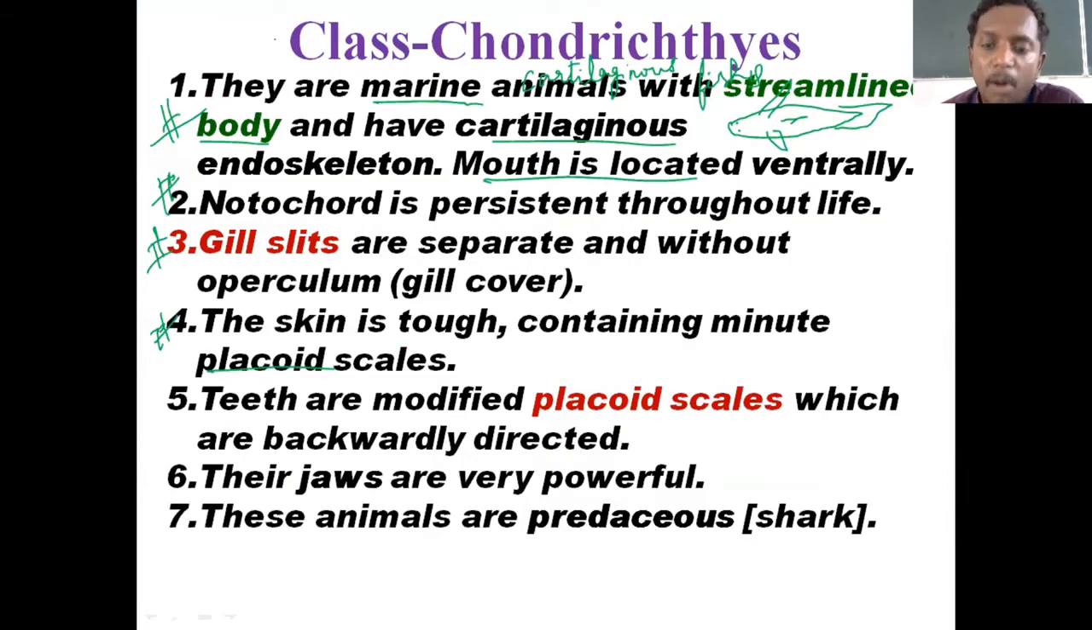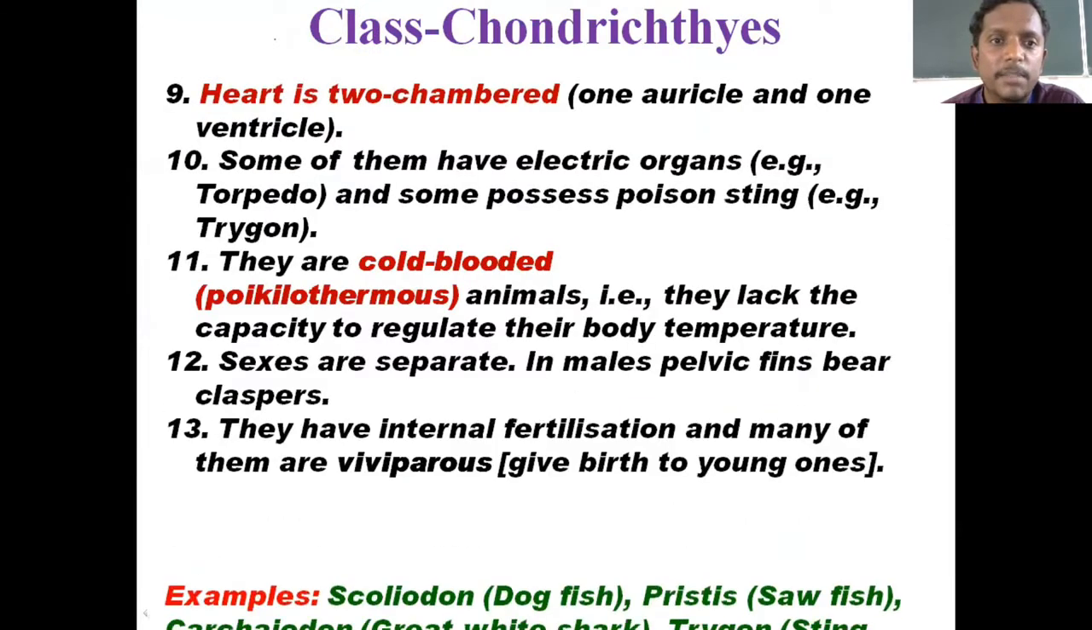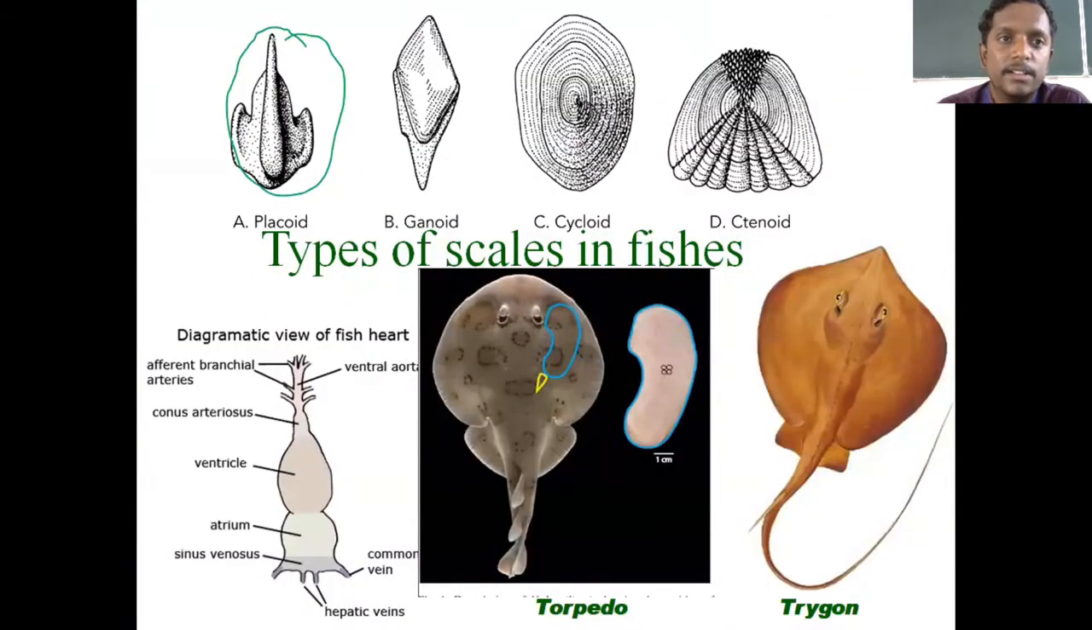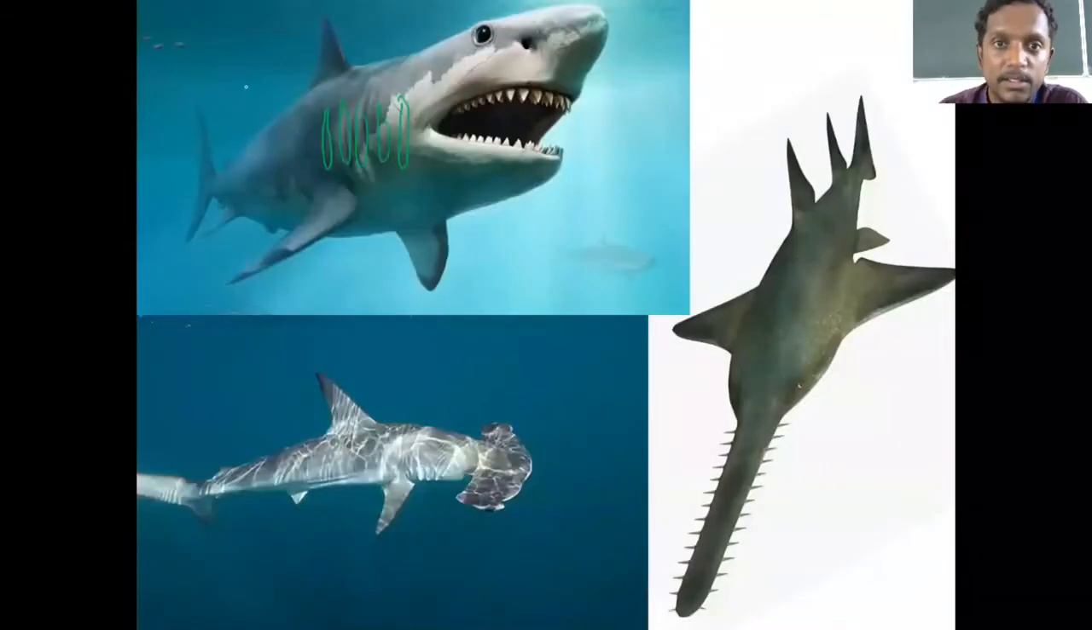Now, teeth are modified placoid scales. I want to go back to the same image. See here, this placoid scale: the same scale in the mouth region gets modified and is backwardly directed, like this. Yes, you can see there. Shark teeth you can see here, an opened one I have kept.